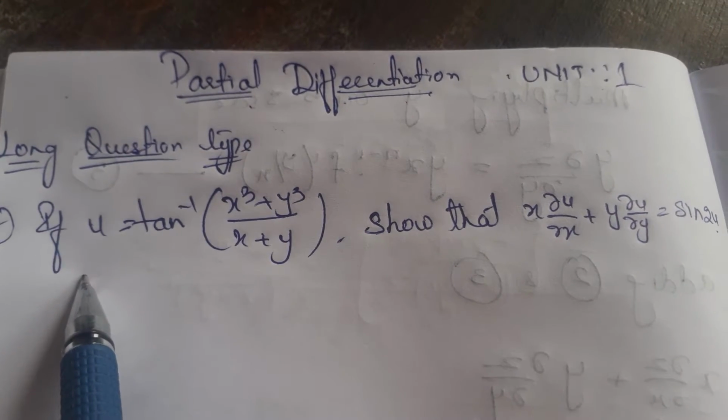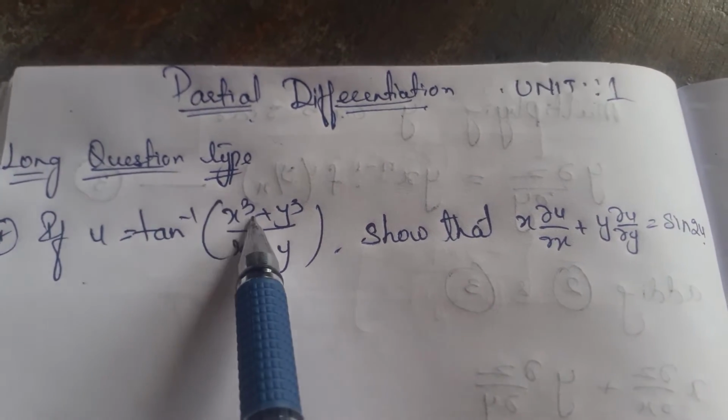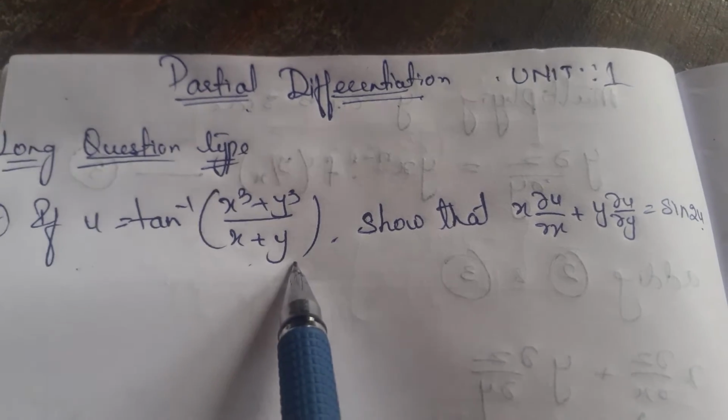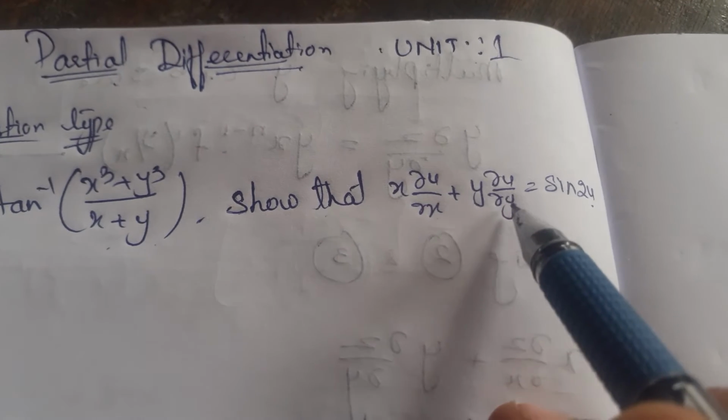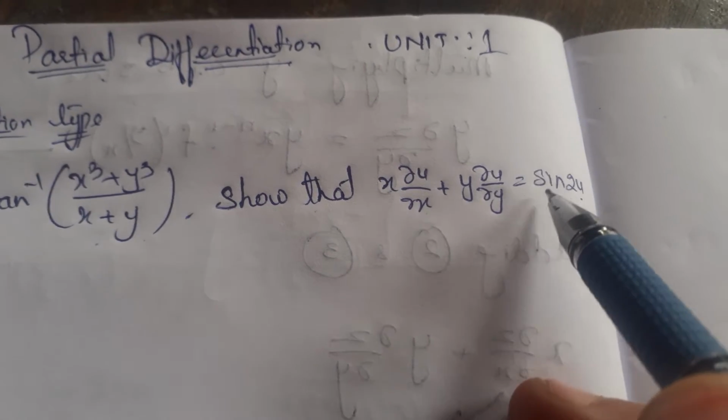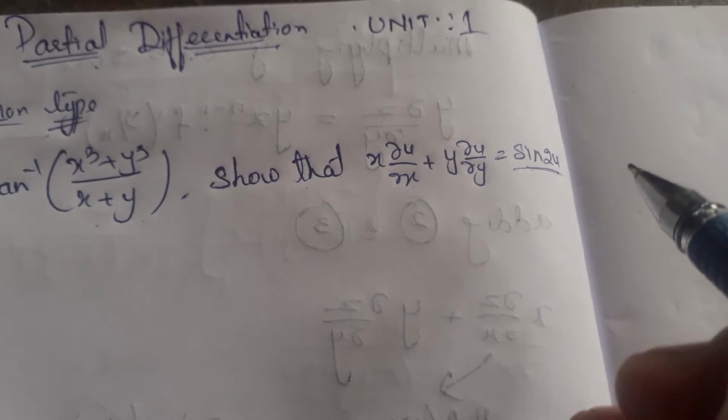Long type question. If u equals tan inverse of (x cube plus y cube) by (x plus y), then we have to show that x ∂u/∂x plus y ∂u/∂y is equal to sin 2u. Sin 2u you have to show.